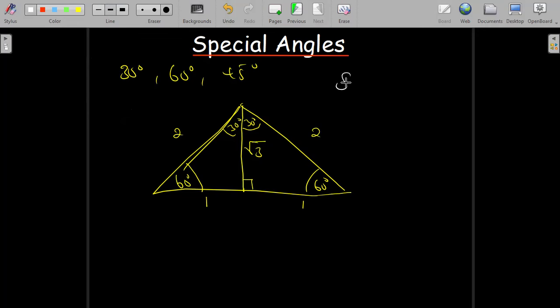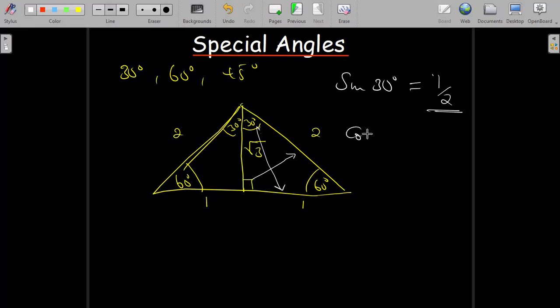Then I'm told to find sine 30 degrees. So what is sine 30 degrees? Sine is opposite over hypotenuse. So my opposite, the side opposite this angle here, is this side where there's 1. So this here is my opposite. Then my hypotenuse is opposite the 90 degrees, which in this case is 2. So this just gives me opposite over my hypotenuse, so it's going to be 1 over 2. So that is sine 30.